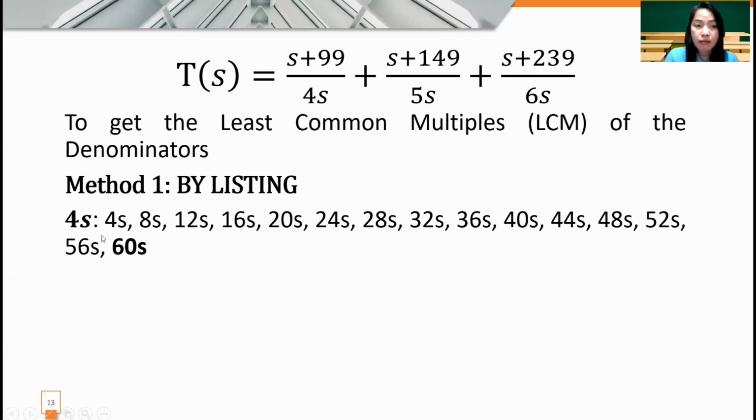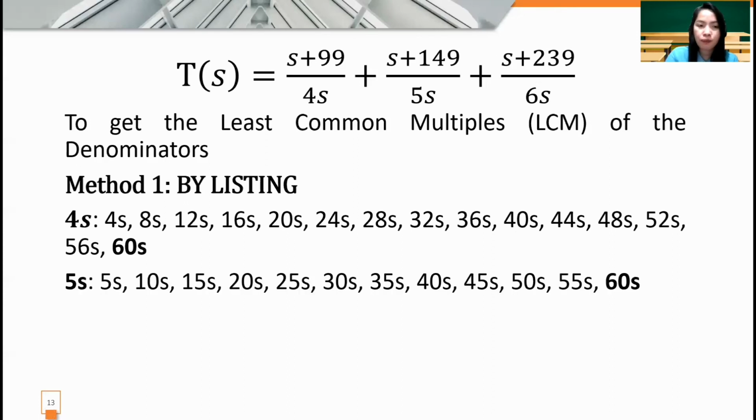If we do have 4 times 1, that is 4. That is the numerical coefficient. Of course, do not forget that we have the variable s in the denominator. 4 times 2 is 8. 4 times 3 is 12. 4 times 4 is 16. 4 times 5, 20. 4 times 6 is 24, and so on and so forth. So, wag kang titigil using method number 1 kung wala pang common na term sa 4s, 5s, saka sa 6s na nakuha mo.